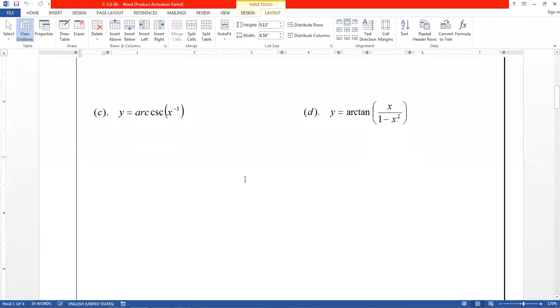So I have these two. Well, I have y equals the arc sine of x to the -1. Okay, so let me just go to my board. So this is the arc sine of x to the -1.